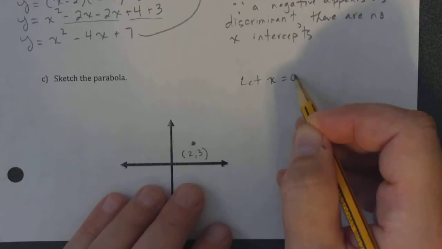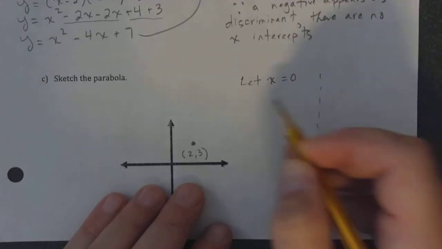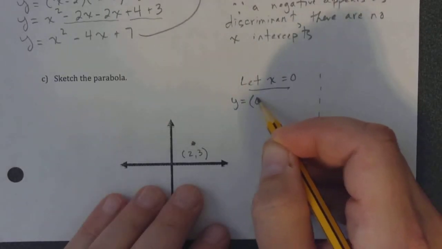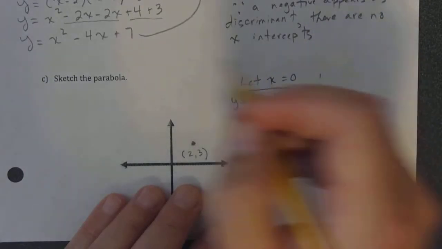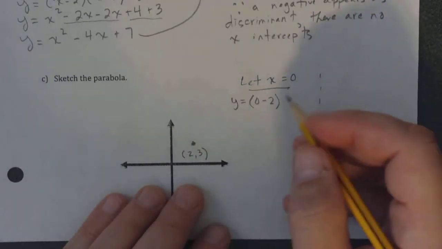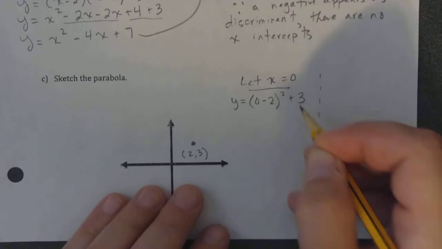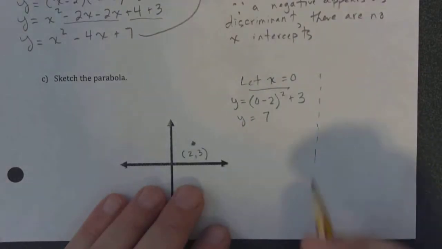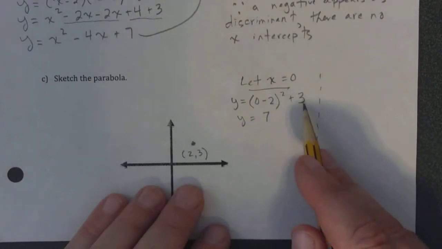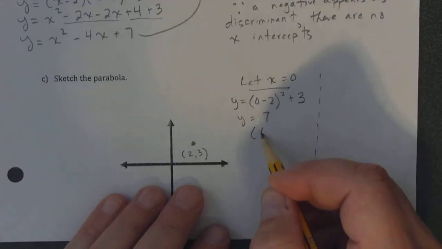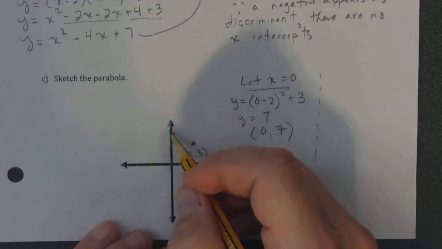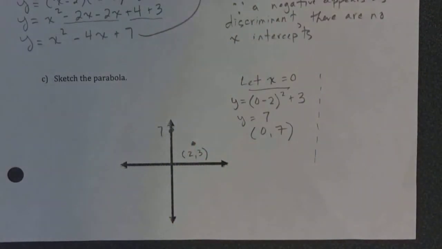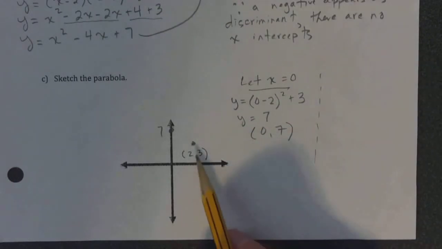So again, you know I like going to 0. So let x equal 0. And I got y is equal to, open bracket, 0 minus 2. So I'm substituting 0 in the original equation. Drop the squared plus 3. And I get an answer of 7. Okay? So negative 2 squared is 4. 4 plus 3 is 7. So when x is 0, y is 7. And I can plot that. And let's label that 7, so we know that's 0 and 7.